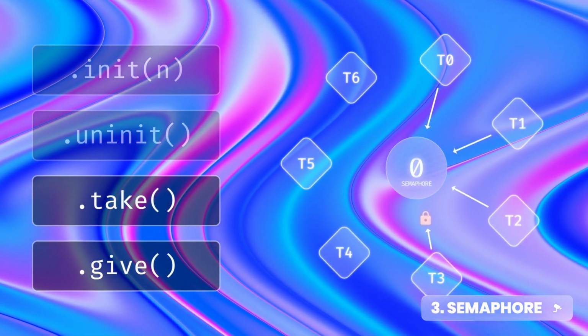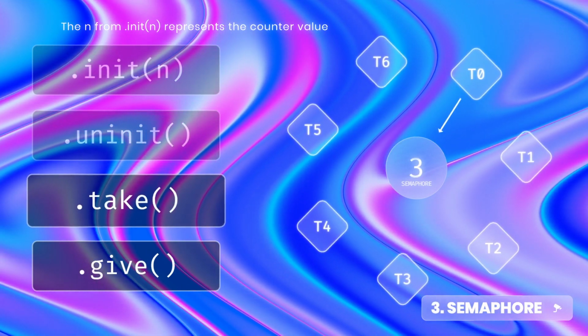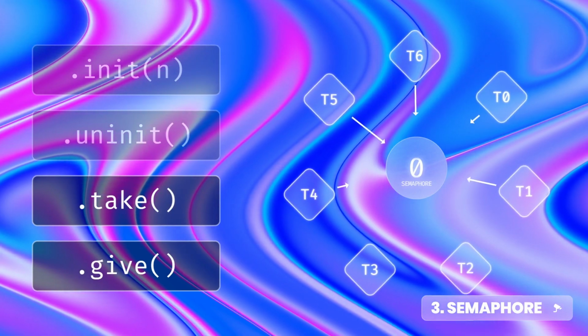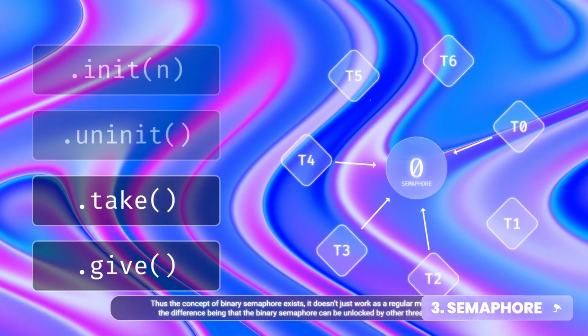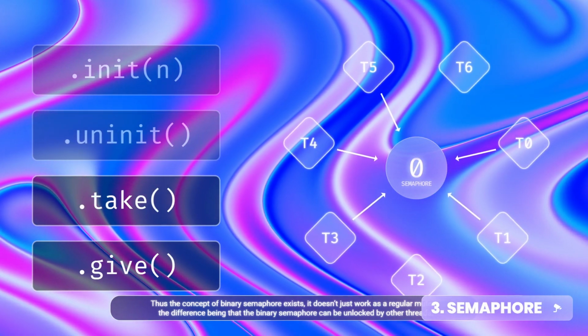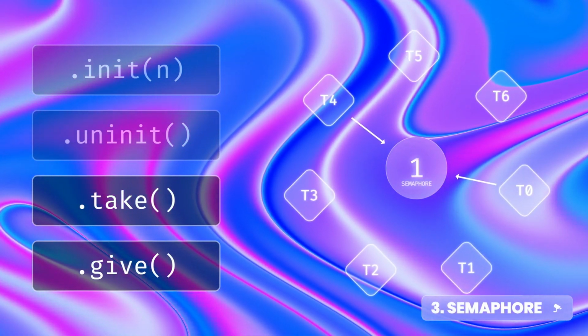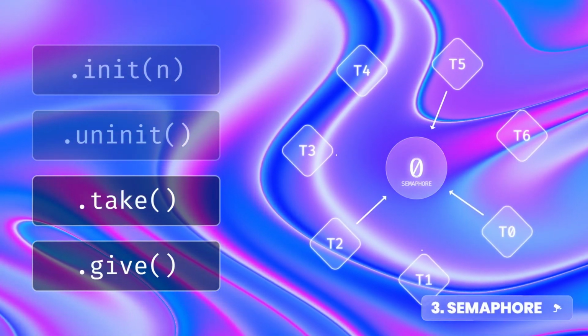A semaphore includes an inner counter. On .take, the counter decrements, and on .give, it increments. So, for a thread to access the shared data, it calls .take. Internally, the semaphore verifies if the counter is greater than 0. If it is, the thread accesses the data. Otherwise, it will be put to sleep until another thread exits the semaphore.